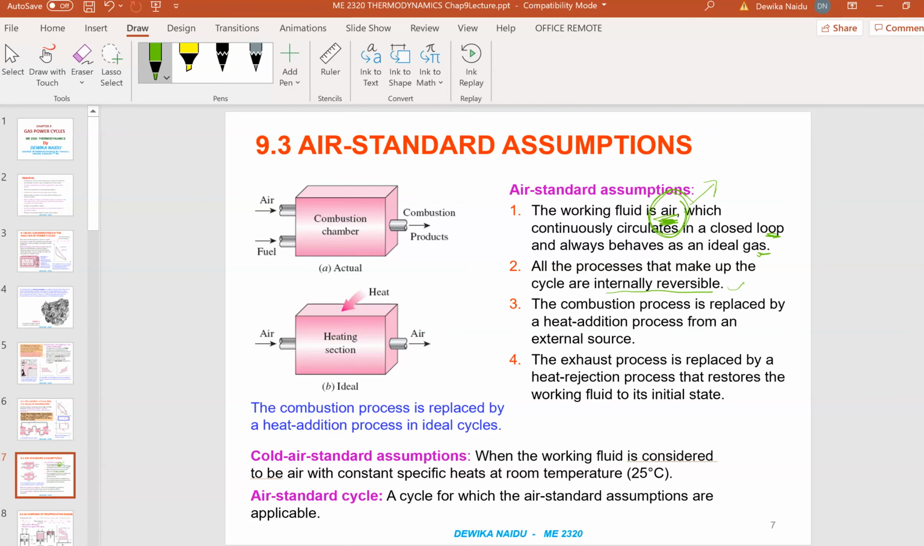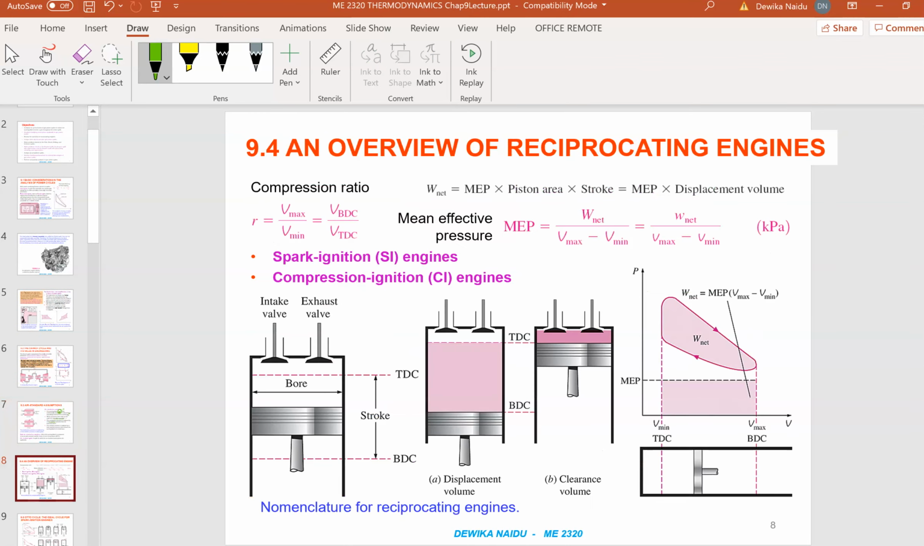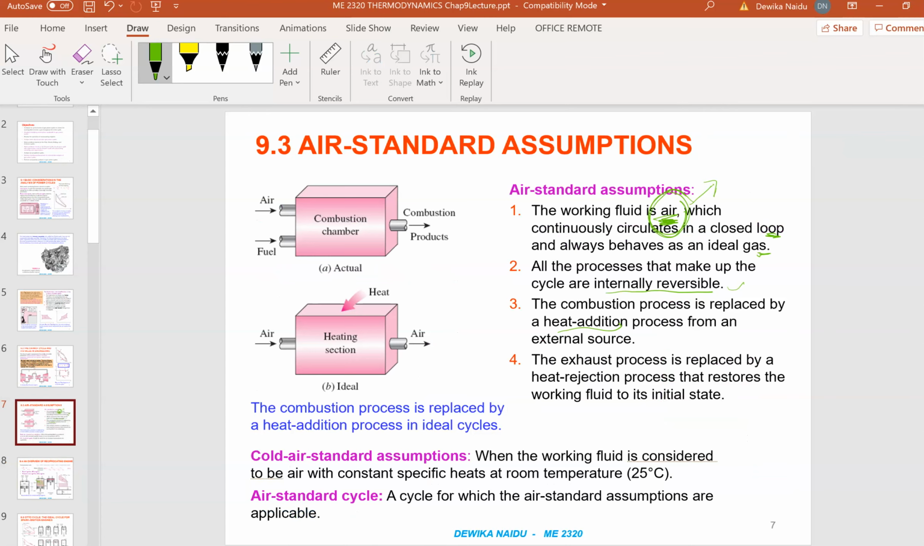The next one will be the combustion process is replaced by heat addition. You see, in a cycle, I'll just show you one example here. This is your petrol piston. The combustion is actually happening inside, but in the assumption we always say that the combustion is not happening inside, as if the heat is actually coming from somewhere else. It's a bit tricky, but this is how it is.